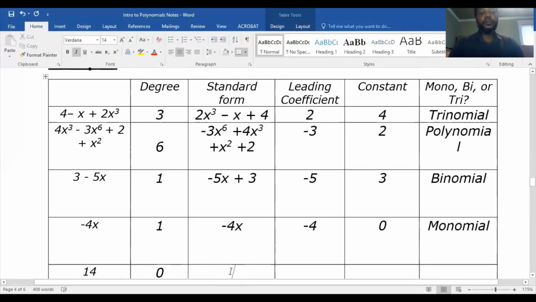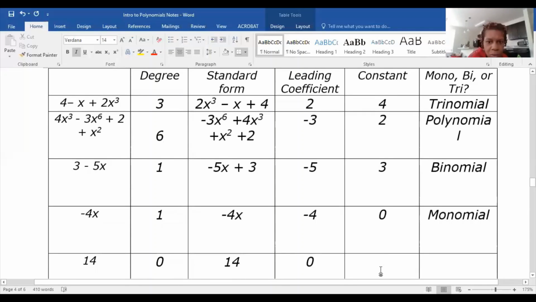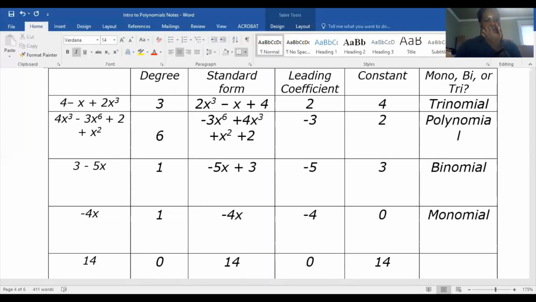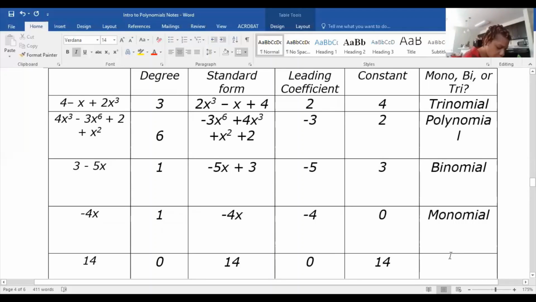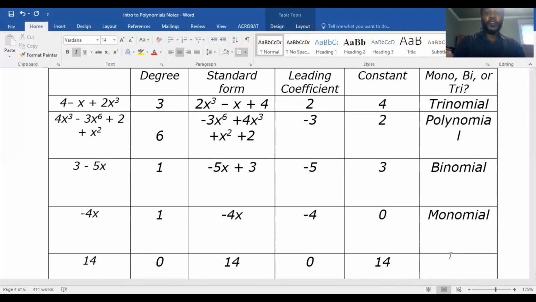Okay, we only have one term, so standard form is just 14. We don't have a variable, so again, we don't have a leading coefficient, so it's 0. All right, and so our constant is what? Nope, we have a constant now. Oh, 14 then. That's it, exactly. And again, we only have one term, and what's one term called? Monomial. That's it, monomial.